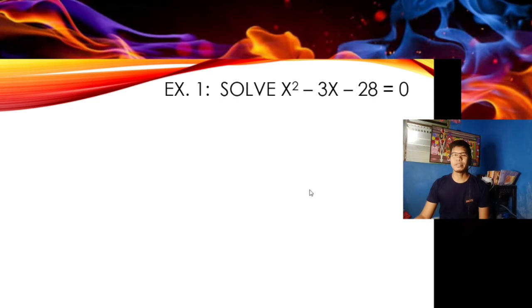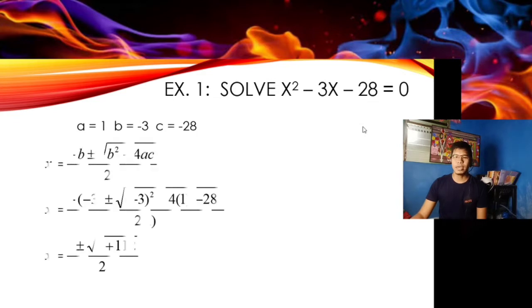So we have here the first example. We're asked to solve x squared minus 3x minus 28 equal to 0. By that, we get the values of a, b, and c, which are positive 1, negative 3, and negative 28 respectively from the given quadratic equation. For that, we're just going to substitute the given values to the formula. So we have negative quantity negative 3 plus and minus square root of negative 3 quantity squared minus 4 times 1 times negative 28 all over 2 times 1.